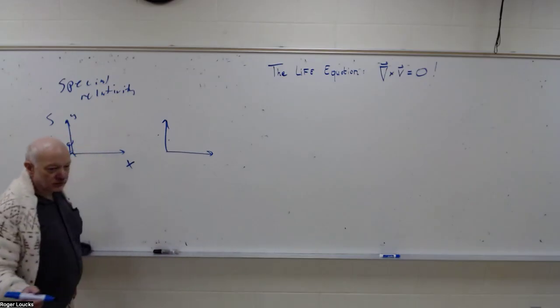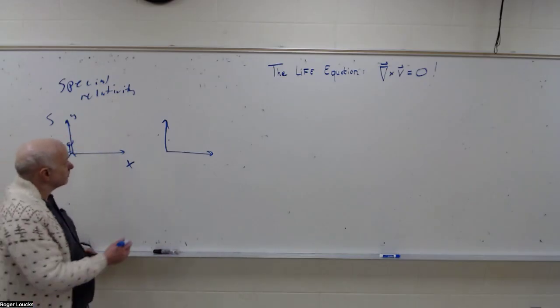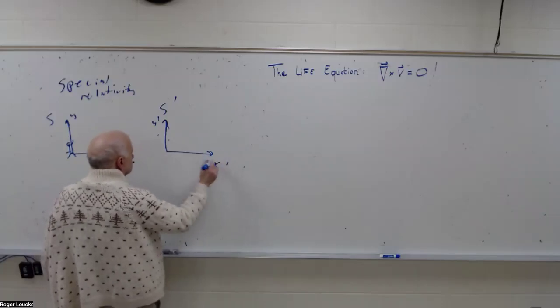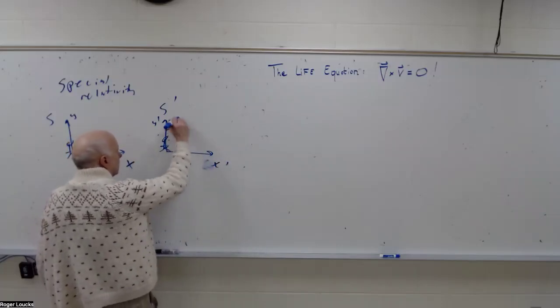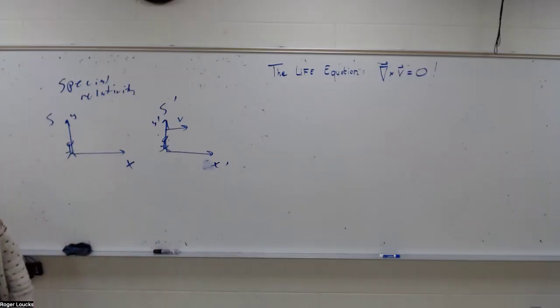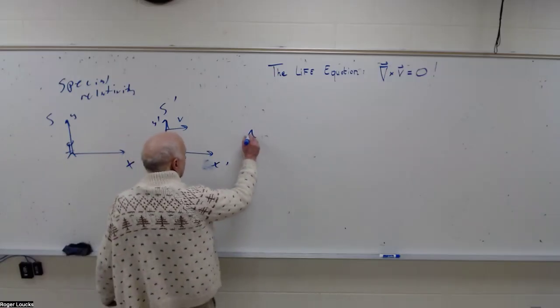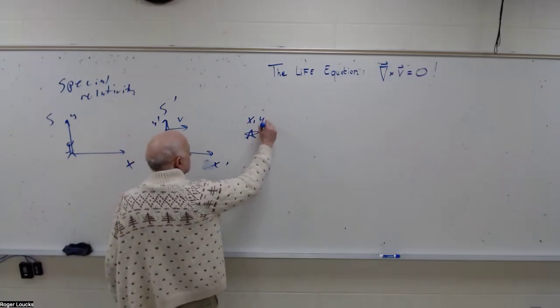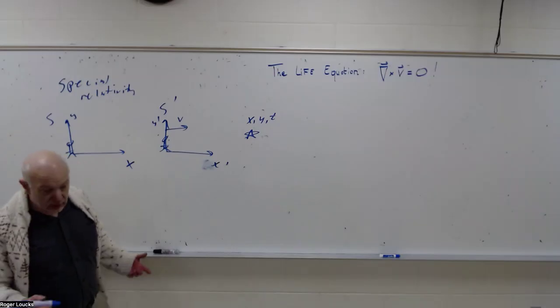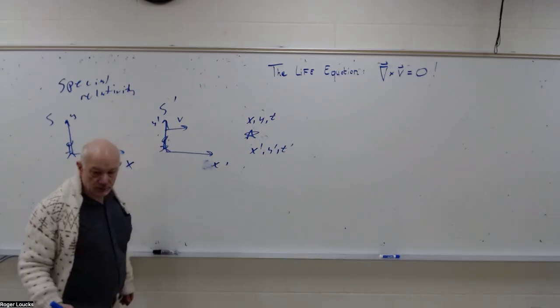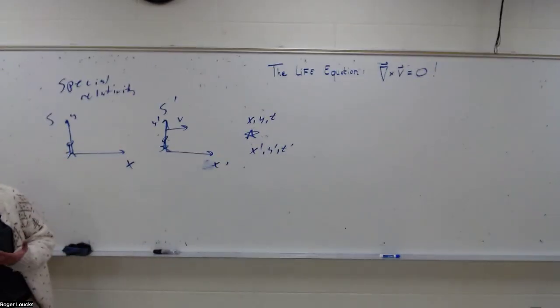And we call these coordinates S prime, we put primes on everything. And it's moving with a constant velocity v. And then we have an event. An event is anything that you can specify with a place and time. So this has an X, Y, T according to S. And then it has an X prime, a Y prime, and a T prime according to S prime. So the question is, how are those two related?